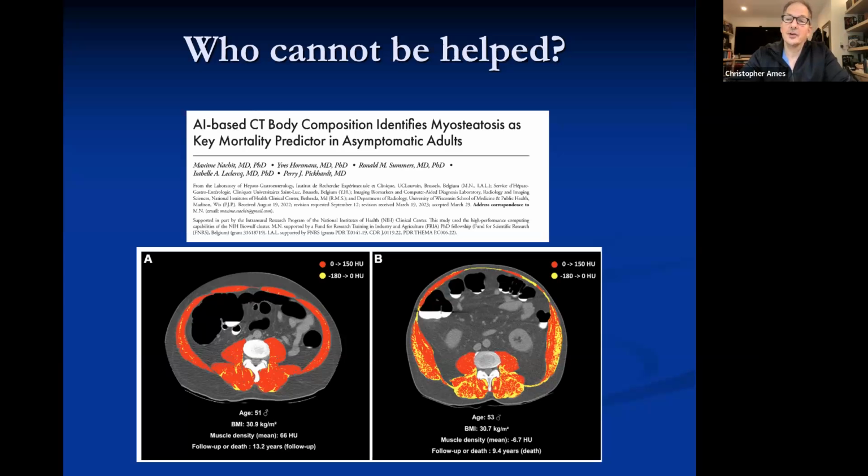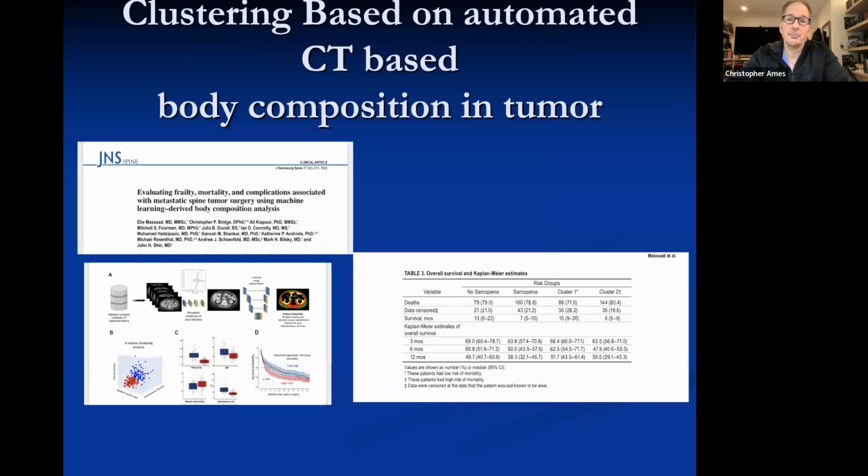So I think in the future, we're going to see a lot more of these automated body composition capabilities coming from radiology and radiomics into our predictive models. They've already started using some of these parameters based on automated sarcopenic assessment in clustering tumor patients. And it's been linked to tumor patient survival.